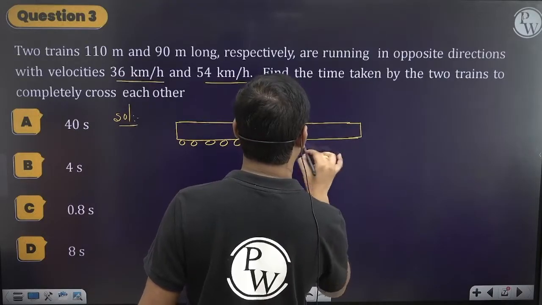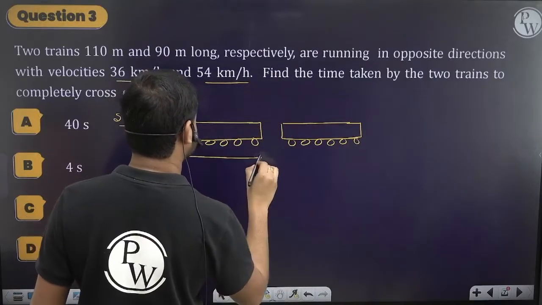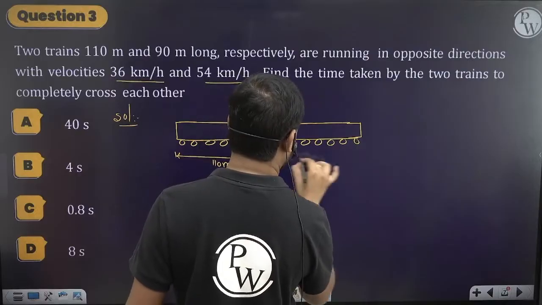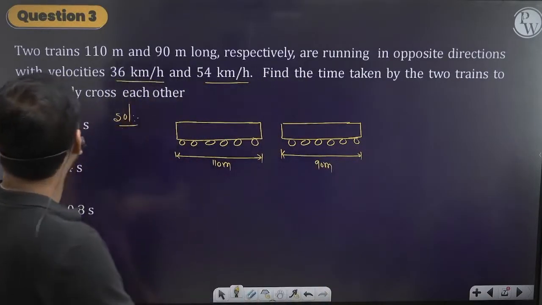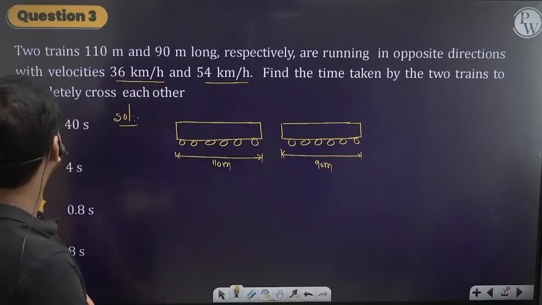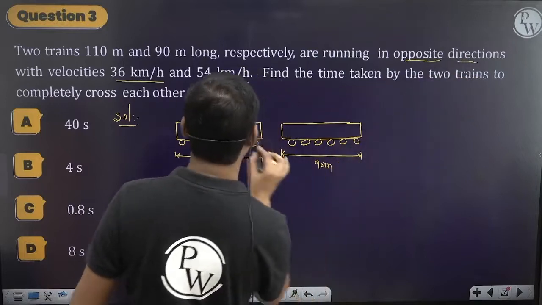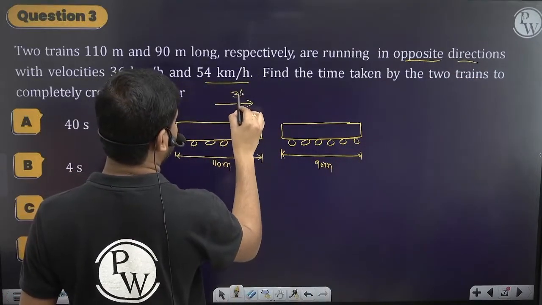Which is 90 meters long. So this first train is 110 meters long and this one is 90 meters long. Fine. Now, the thing is, two trains, the distance is given and the velocities. They are moving in opposite directions. So consider this is train A, which is moving at a speed of 36 km per hour.